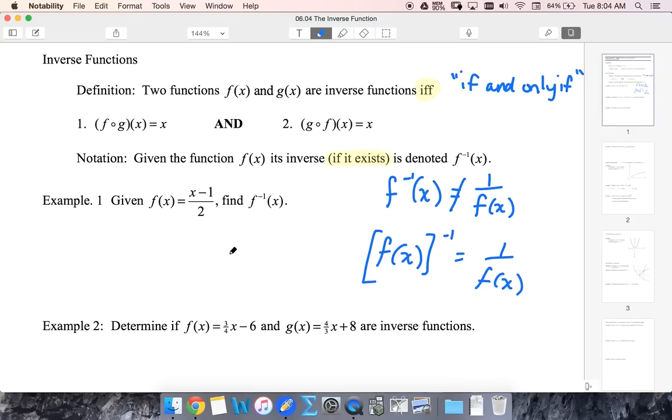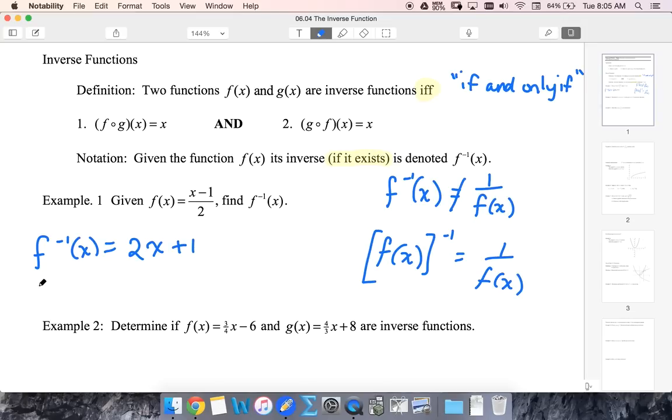Let's look at some examples. So here's f of x is equal to x minus 1 over 2. The inverse is going to be a function where I take this function, put it in, and get out x. Well, inverse also means the opposite. So if I think of what's happening to x when I put it into f of x, so first I subtract 1 and then I divide by 2. Well, the opposite of that should be to multiply by 2 and then to add 1.